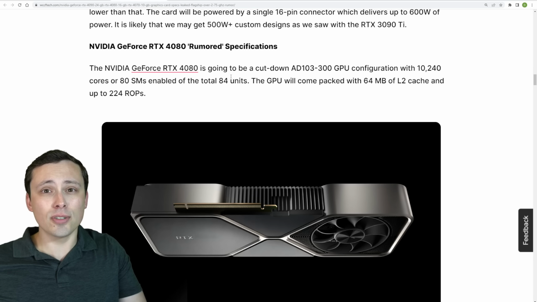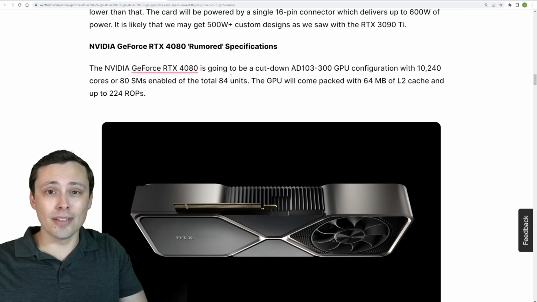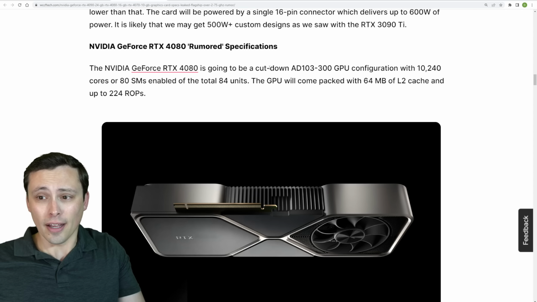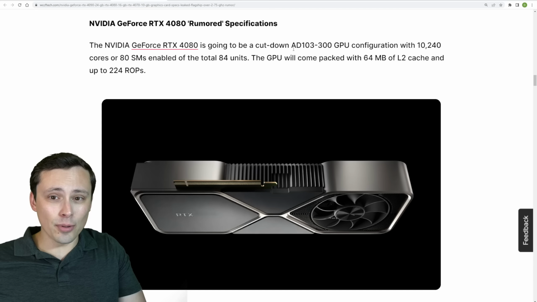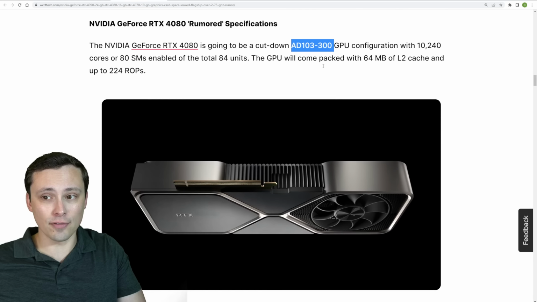But I would assume that it would make sense to also expect similar, not identical, but similar clock speed increases down the line by moving to this new process node and architecture. So it looks like from the 4080, we're actually expecting it to be based on the AD103 GPU, not the AD102 GPU that we saw in the 4090.